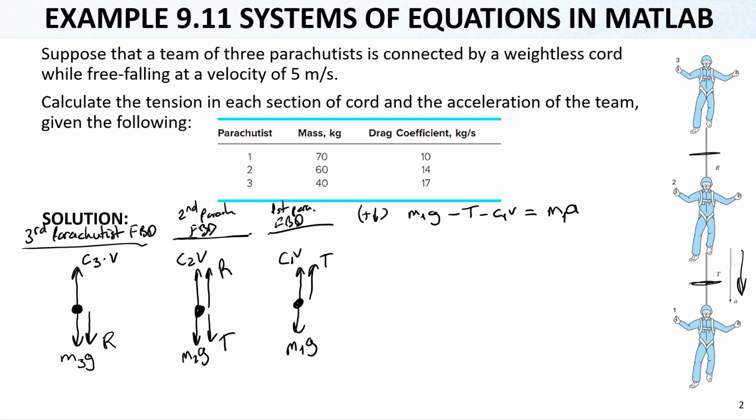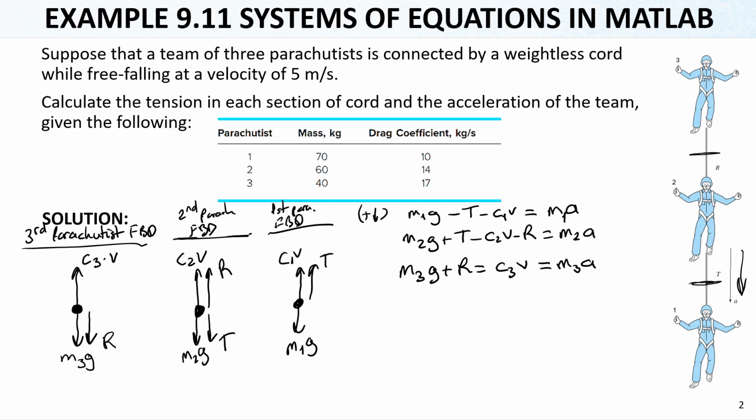For the second parachutist here, we can write equations again. M2G plus T minus C2V minus R is equivalent to M2A. Again, the same acceleration. And the third one, M3G plus R minus C3V is equivalent to M3A.